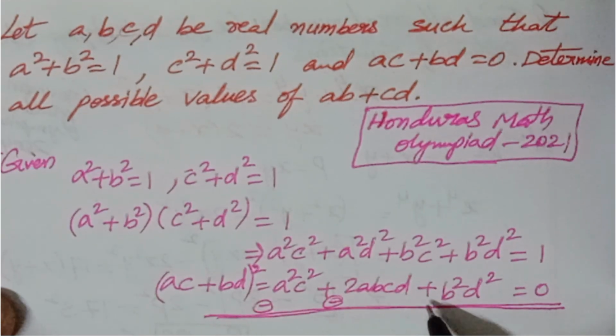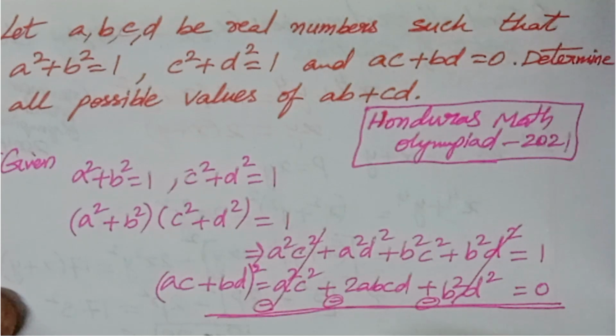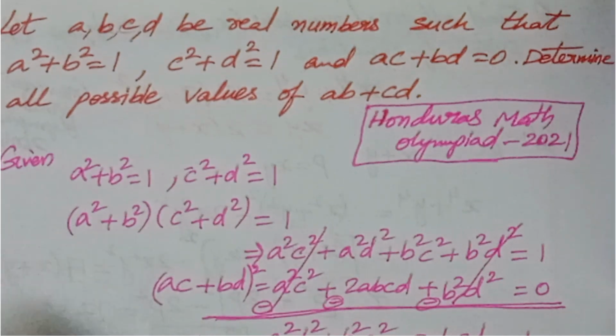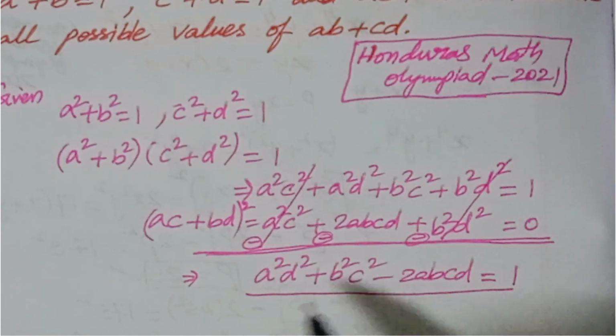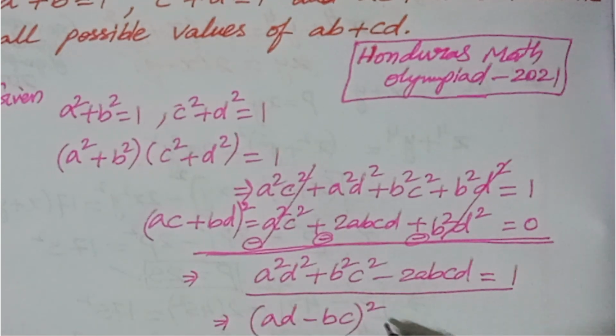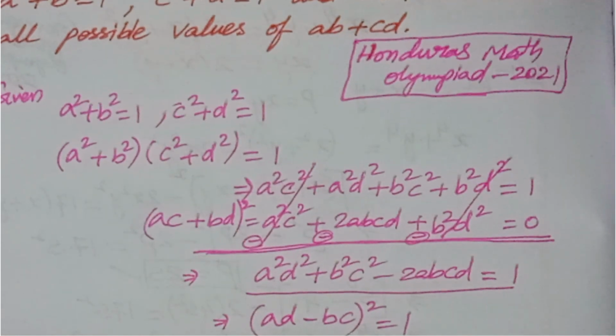Minus, here minus you'll get. So A square C square cancel, B square D square cancel. So here you get A square D square plus B square C square minus 2ABCD is equal to 1. So here it is nothing but one formula, A minus B whole square. So you can write it as AD minus BC whole square is equal to 1. So AD minus BC is equal to root 1, that is nothing but plus or minus 1.